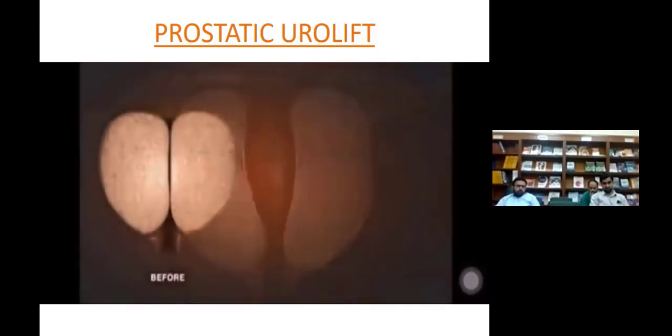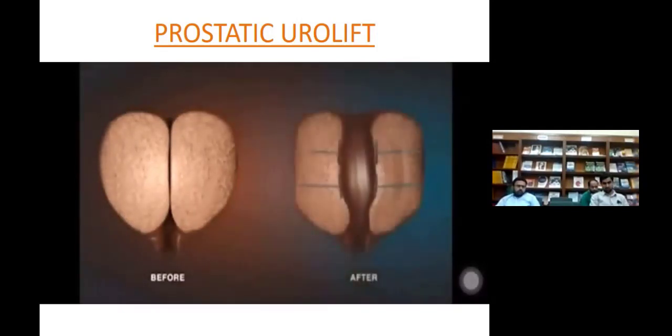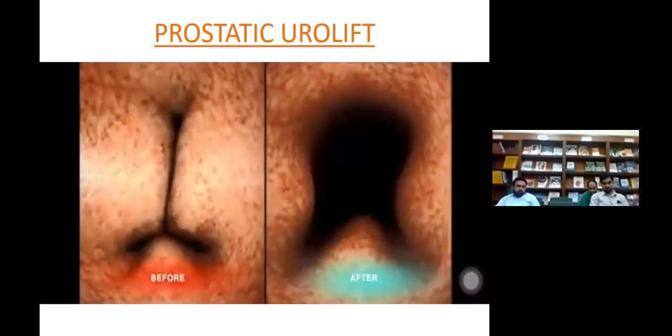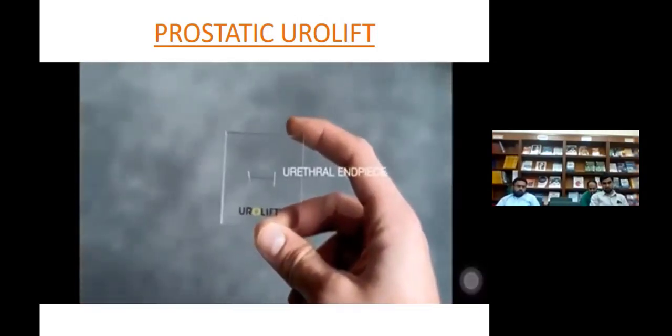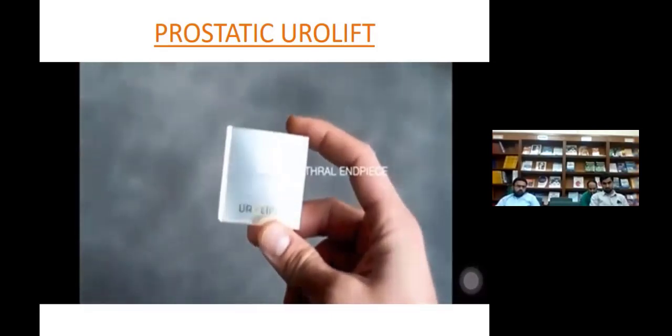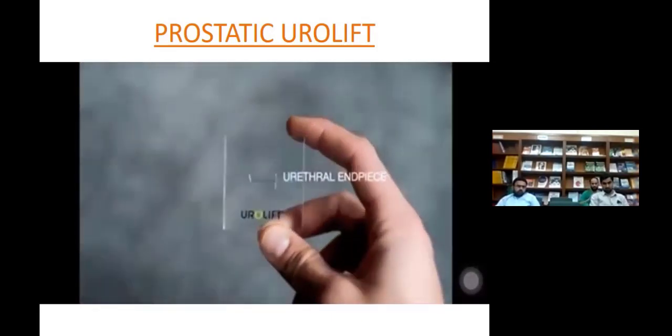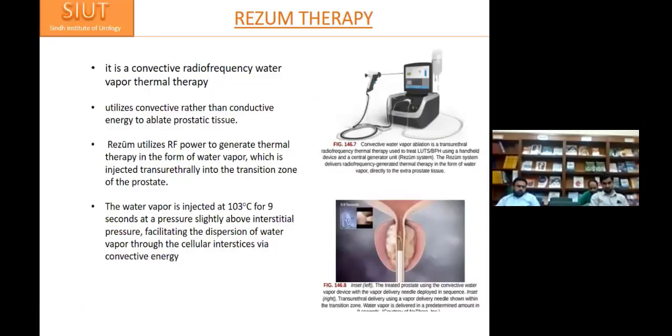sometimes even more. You can see the before photo here and the after photo here. So quite a big difference between the two. And when you're looking on the inside, very big. Here's the actual implant. It's quite small. There's a urethral end piece and a capsular end piece. You can see here in this artist rendering.